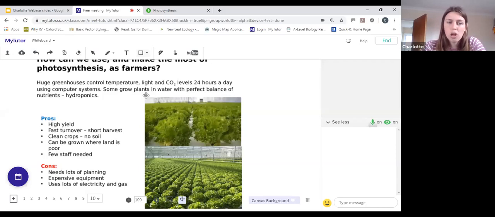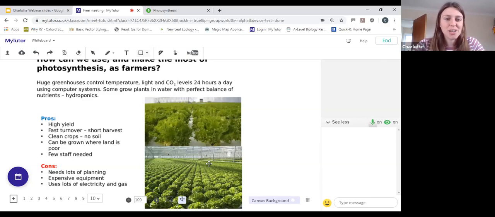Okay, so we talked about greenhouses being an ideal kind of habitat, I suppose, for controlling all of those factors. So in really big food production systems, like the ones in the pictures here, really big factories producing mainly vegetables, you can use computer systems to control temperature, light, and CO2.